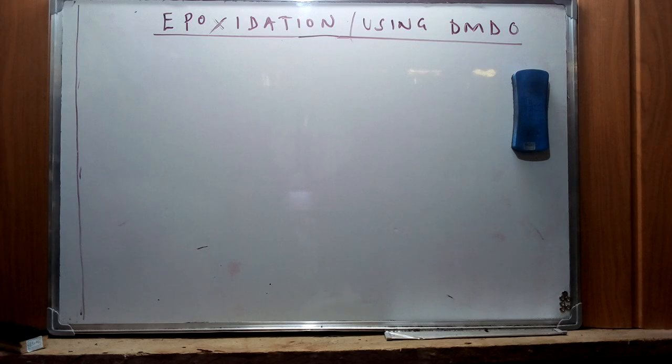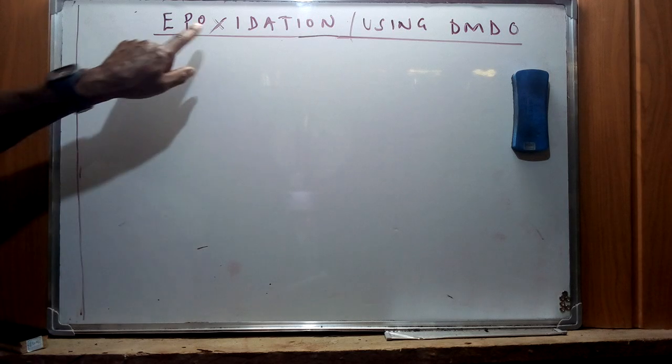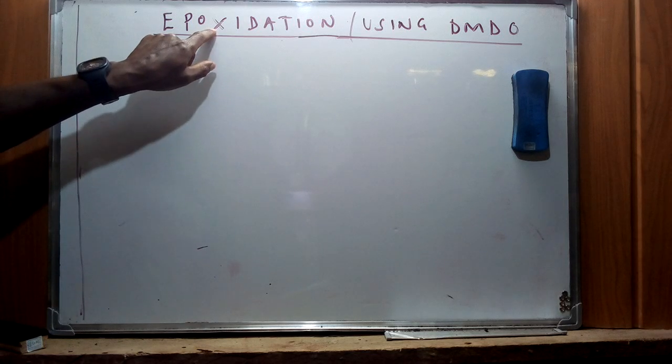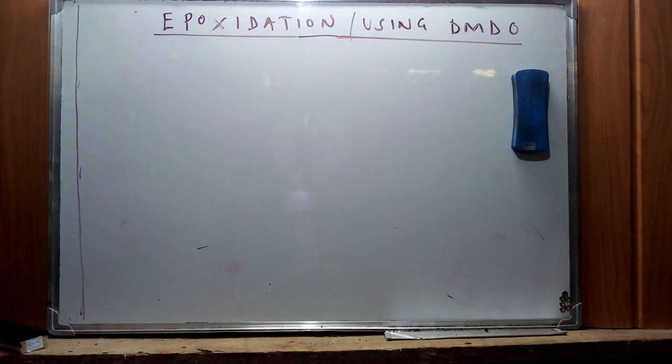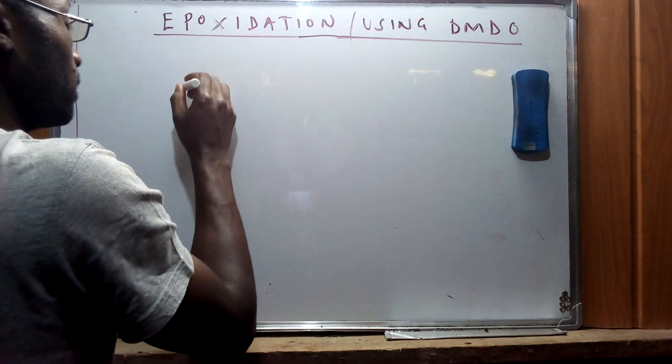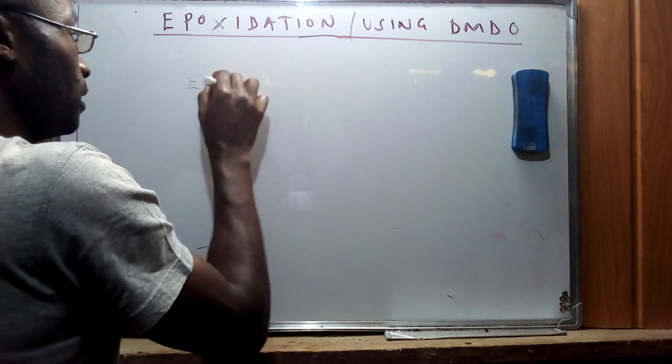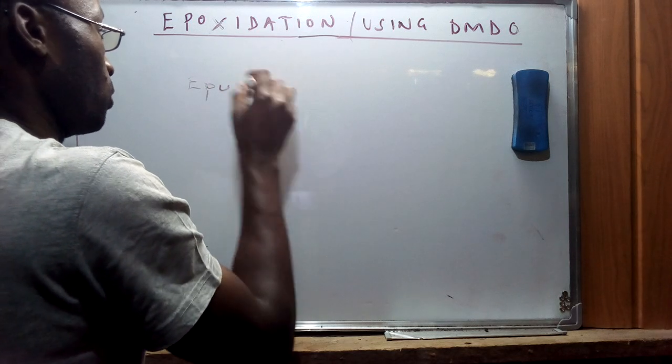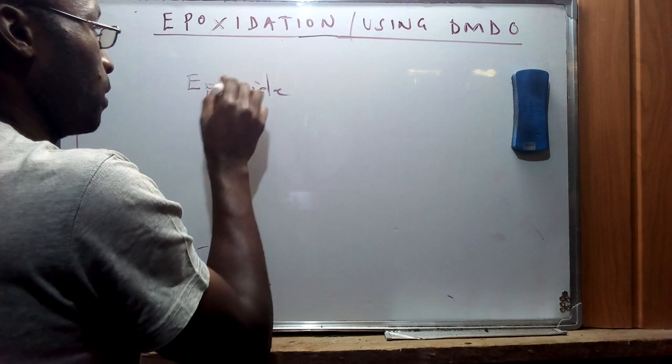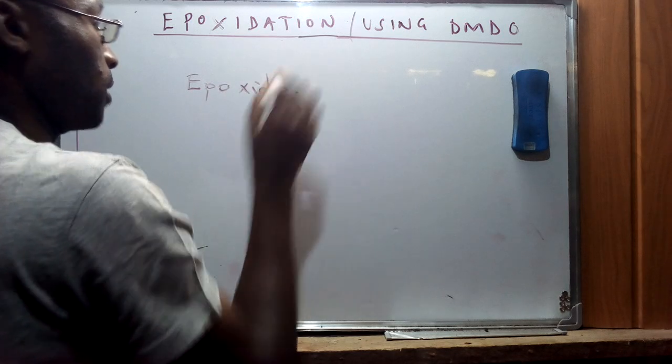In today's discussion, we're going to look at one of the organic reactions, epoxidation. This follows two other videos that we have done on the concept of epoxidation. We have said that this is a process that leads to the formation of what we refer to as an epoxide, which is a three-membered cyclic ether, formed as the final product of this process.